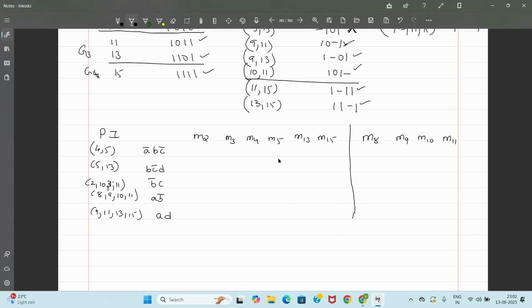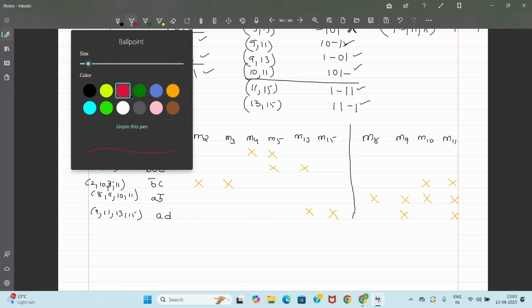Okay. So next procedure is same. Put X under the numbers which are given here in the prime implicant. First one is 4 and 5. Then you have 5 and 13. Then 2, 10, 3 and 11. Next is 8, 9, 10 and 11. Last one is 9, 11, 13 and 15. Okay. So you're done with all this. Next you have to circle.